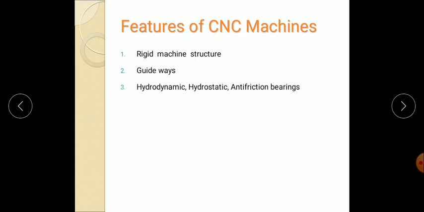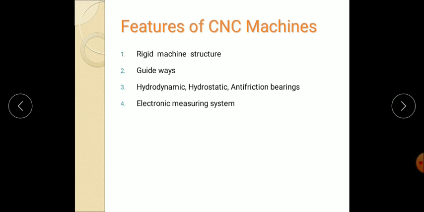Next one, the guideways. Guideways are used in machine tools to control the direction or line of action of a carriage or a table on which the tool or workpiece is held. Next one is hydrodynamic, hydrostatic and anti-friction bearings. The accuracy and quality of the work produced depend directly on the geometry accuracy, running accuracy, and stiffness of the spindle assembly, where these bearings are used.